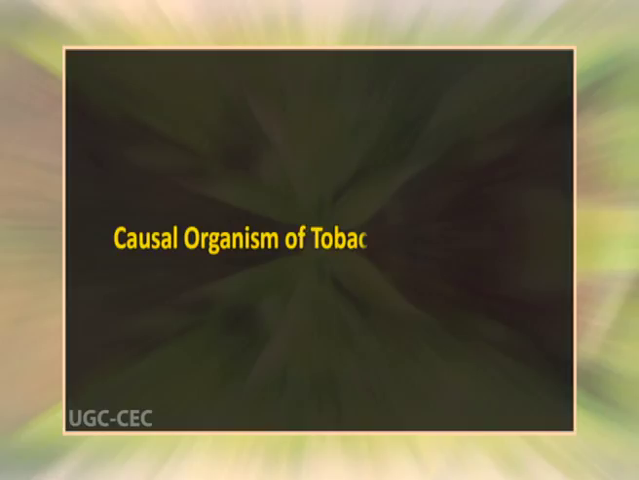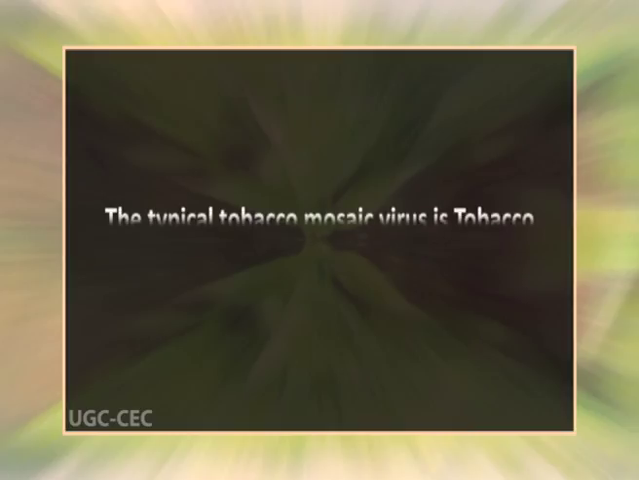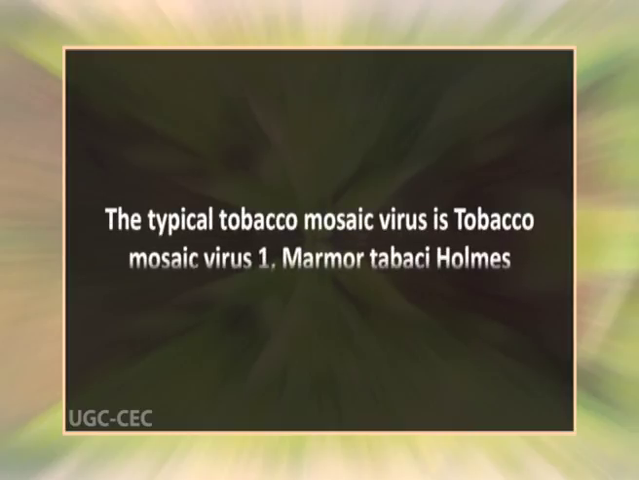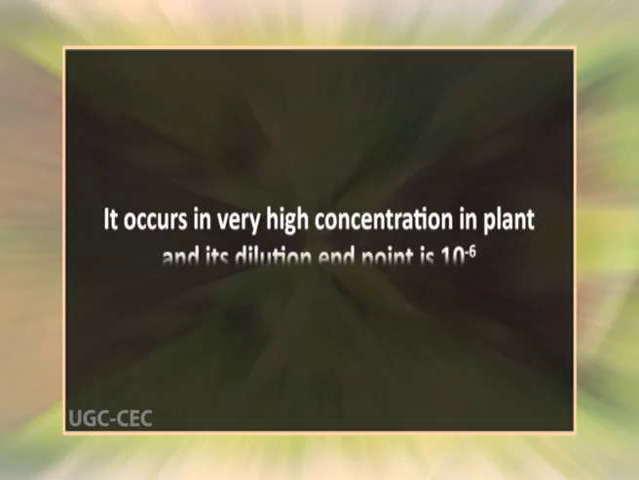Let us see the causal organism of tobacco mosaic virus. The typical tobacco mosaic virus is Tobacco mosaic virus 1, Marmor tabaci Holmes. The virus remains active in extracted host plant juice even up to 25 years. It's a very resistant virus, can stand desiccation for 25 years or more. It occurs in very high concentration in the plant and its dilution endpoint is 10 to the power of -6. The thermal inactivation point of the virus is 90 degrees Celsius.